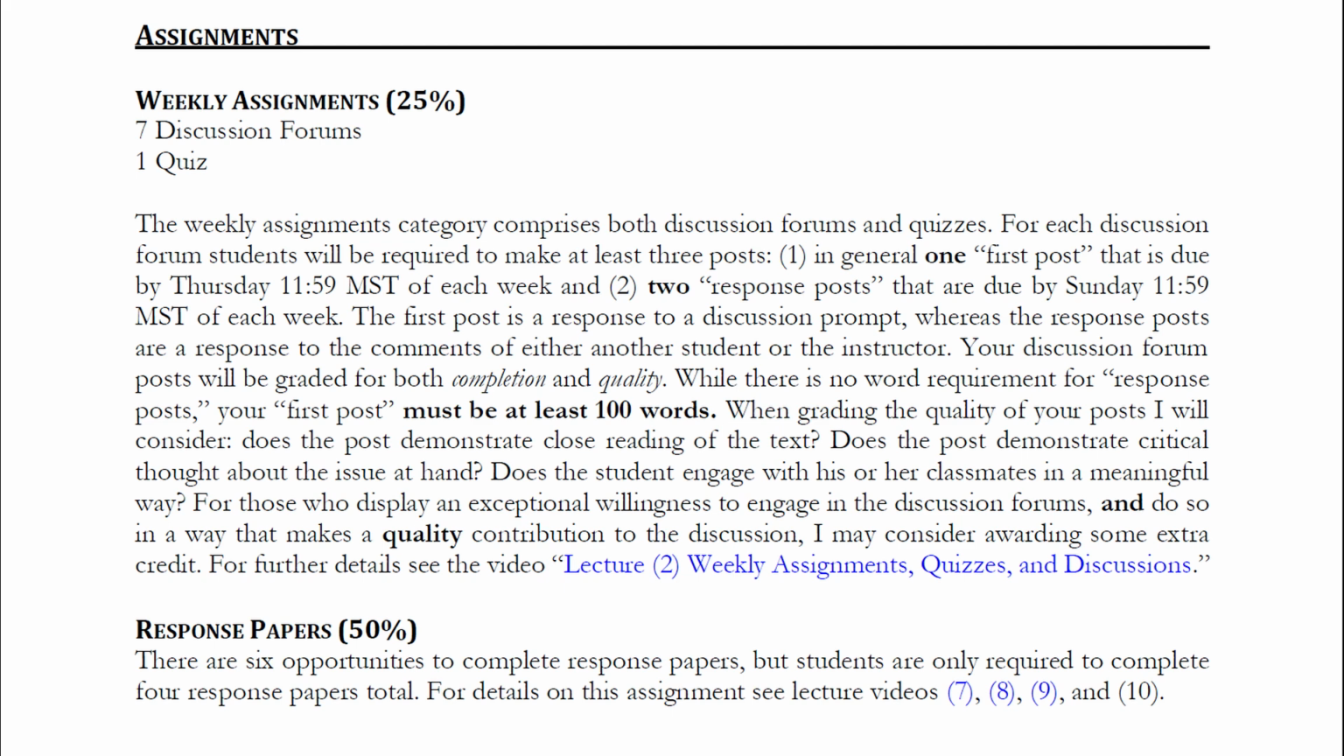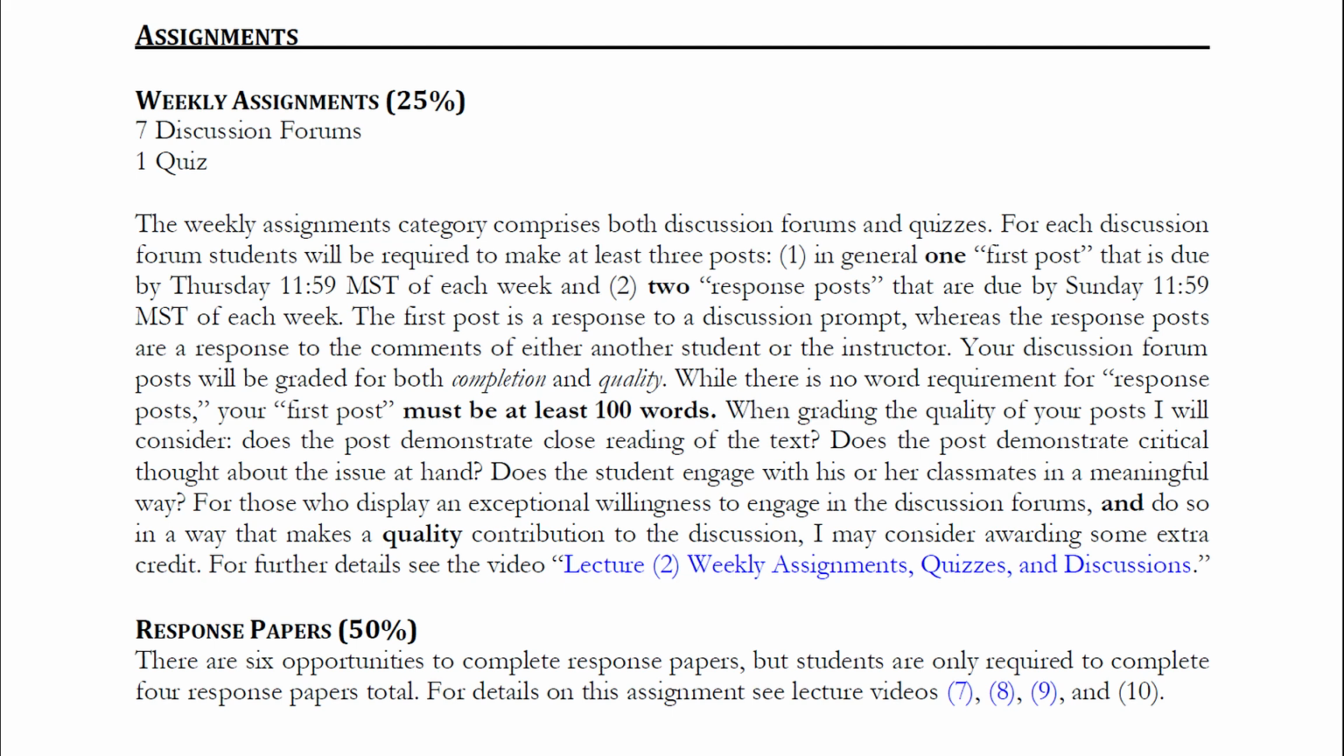This category includes both the discussion forums as well as the quizzes. The content of the quizzes will depend on the quiz in question, and that is explained on the course schedule of the syllabus. However, it may be useful to say something further about what to expect from the discussion forums. The purpose of the discussion forums is to allow you to discuss the material further by interacting with both your fellow classmates as well as the instructor.